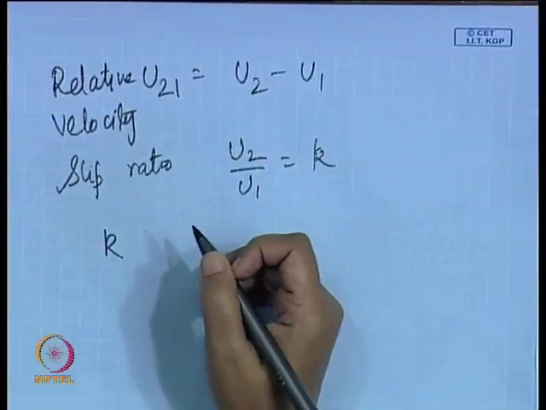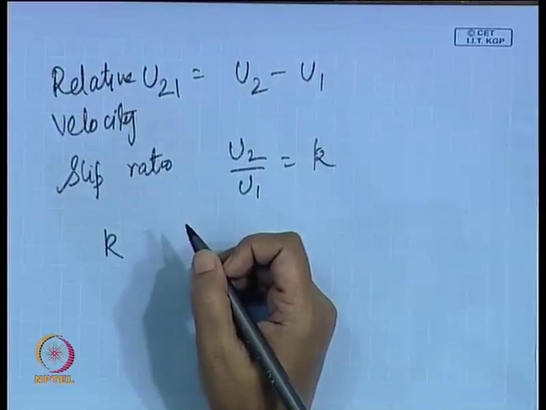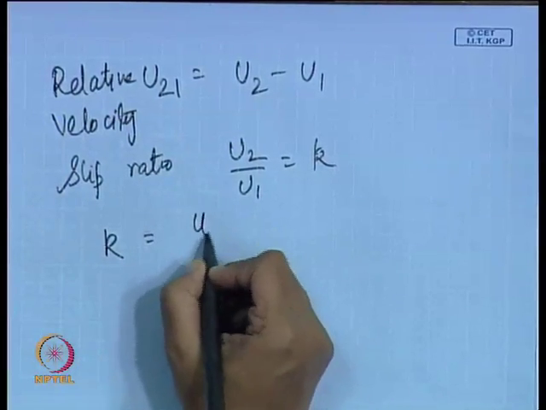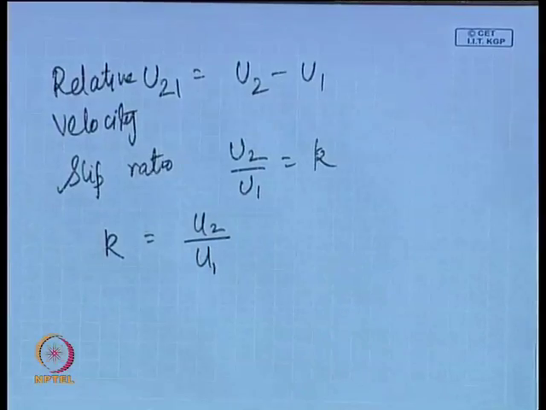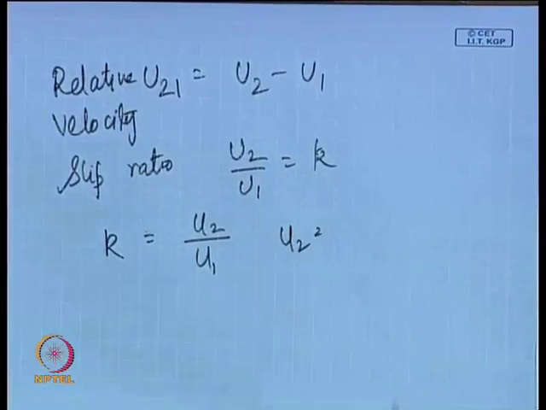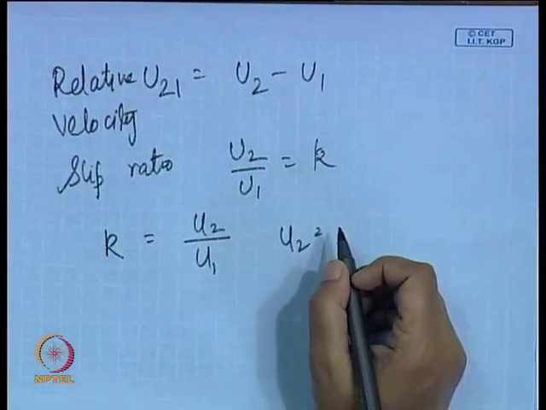For example, suppose I would like to derive K in terms of quality and such other things. What is K equal to? It is nothing but equal to U2 by U1, agreed. What is U2, can you tell me from the basic definitions?